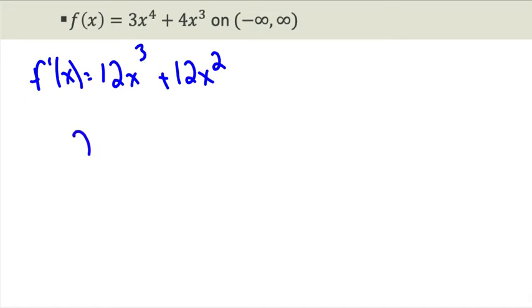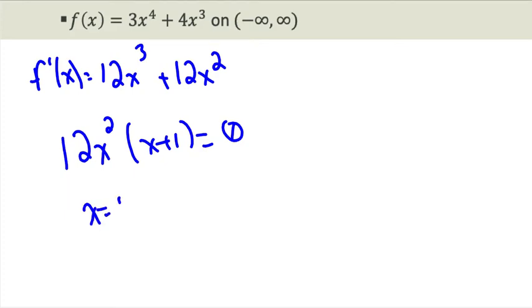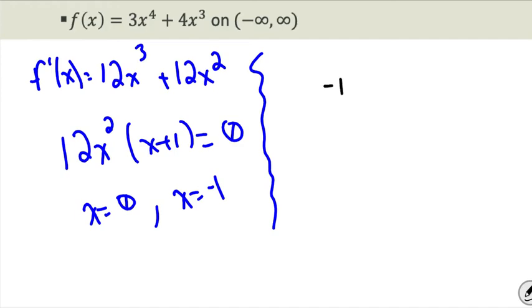I'm going to factor out a 12x squared. 12, not 2, and then I'm left with x plus 1. I want to find out where that's equal to 0. I have two potential zeros, well, two potential max or mins, 0 and negative 1. So let's go to our table, negative 1 and 0. So here we go. This is where I had the negative 1 and 0.